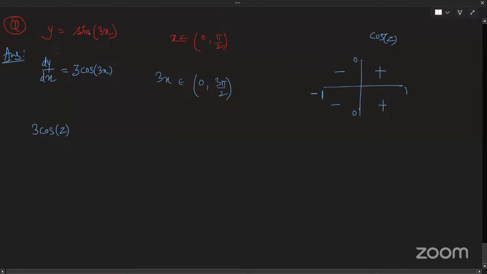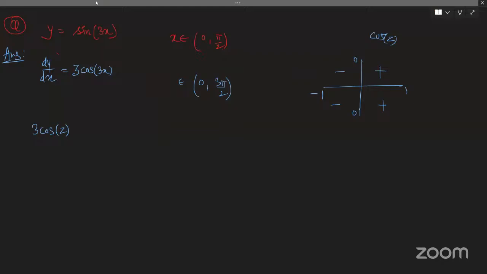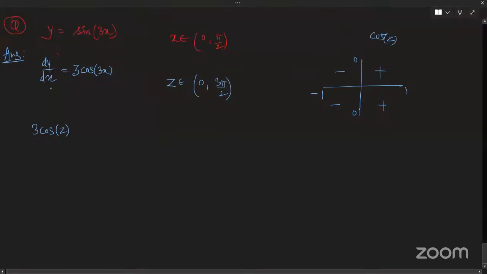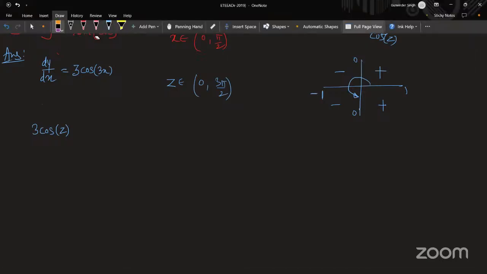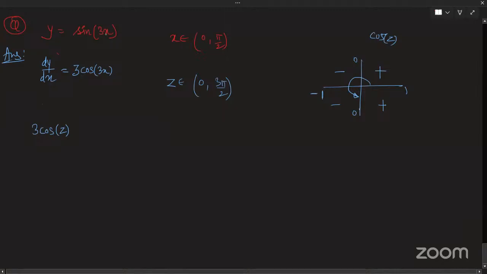So x is between 0 to pi by 2, and z is just between 0 to 3 pi by 2. So 0 to 3 pi by 2 means first, second, and third quadrants only. So when z is from 0 to pi by 2, is my dy by dx positive or negative? Positive, so it is increasing. And between pi by 2 to 3 pi by 2, it is negative, so obviously it will be decreasing.